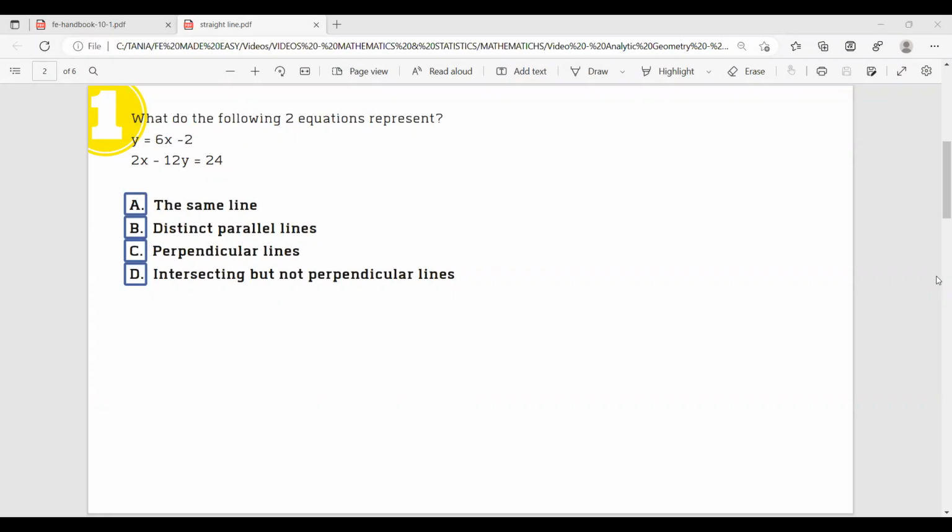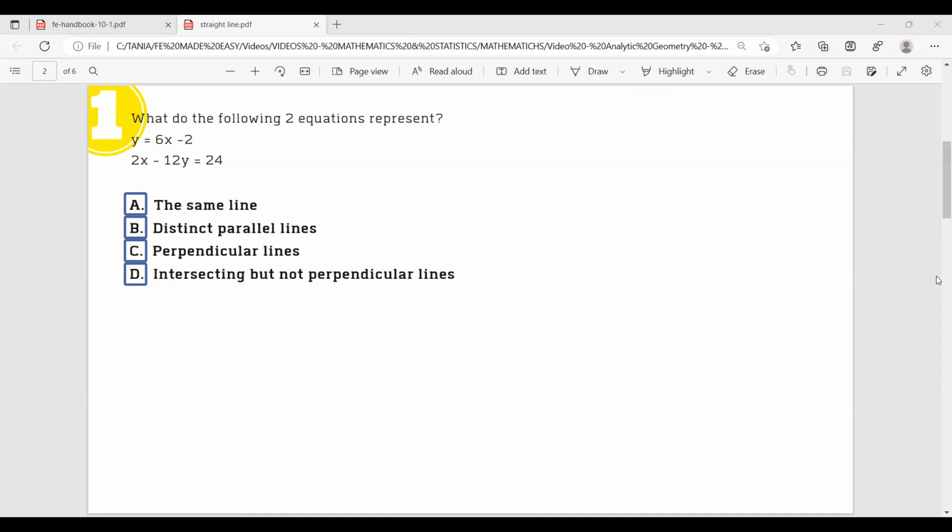What do the following two equations represent? y equals 6x minus 2 and 2x minus 12y equals 24. A, the same line; B, distinct parallel lines; C, perpendicular lines; and D, intersecting but not perpendicular lines.